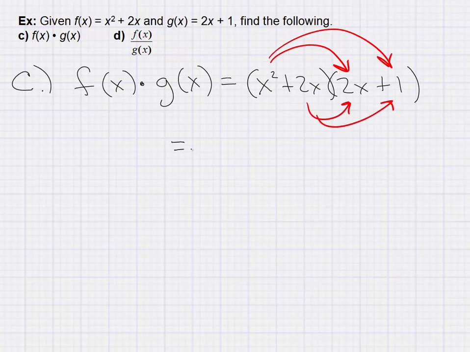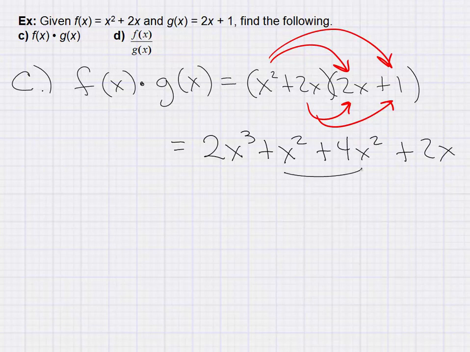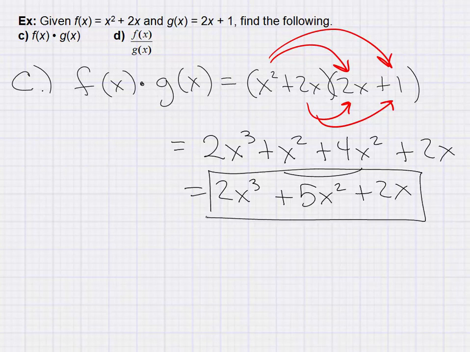So I end up with 2x cubed plus x squared plus 4x squared plus 2x. These are like terms, so 2x cubed plus 5x squared plus 2x. And this is my product of these two functions. Again, it's a new function.